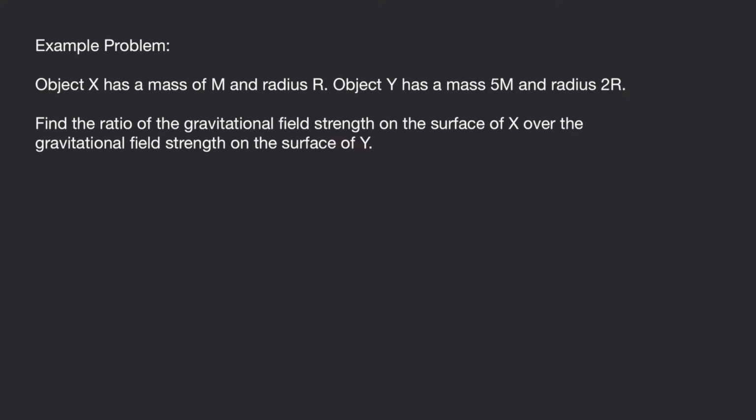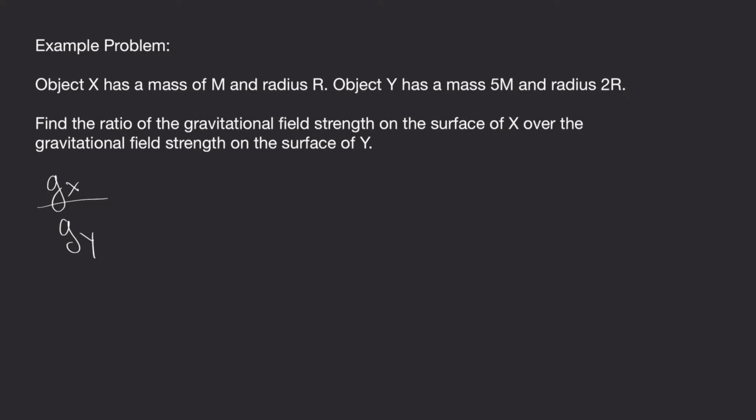Here is a little example problem that I have made up. Object X has a mass of m and radius r. Object Y has a mass 5m and radius 2r. What we need to do is find the ratio of the gravitational field strength on the surface of X over the gravitational field strength on the surface of Y. So in a way, we want to figure out this ratio of gx over gy.